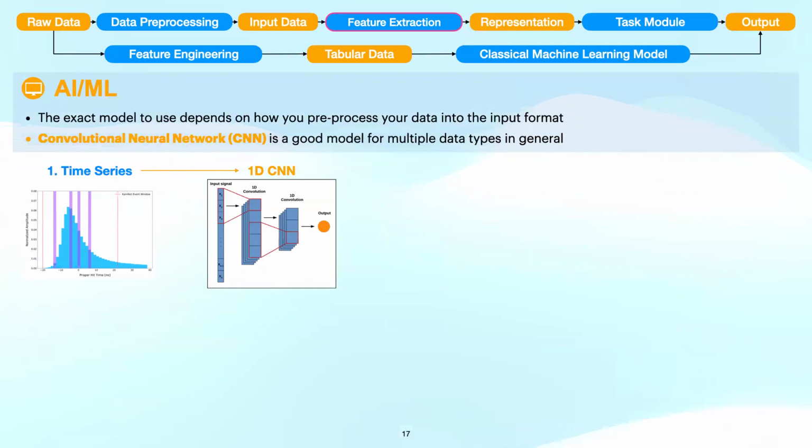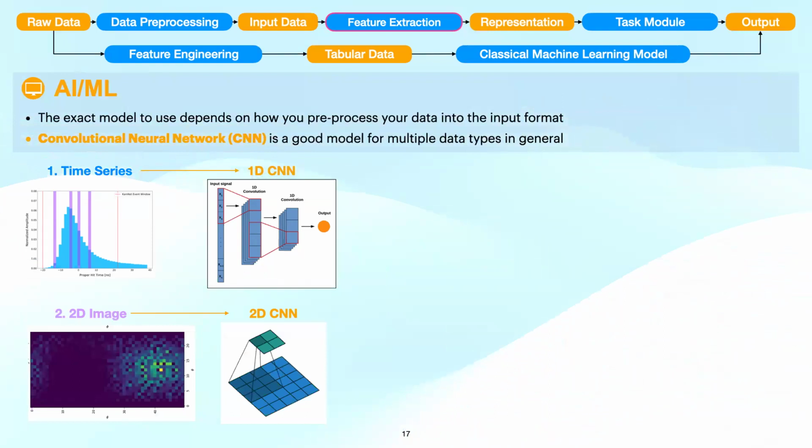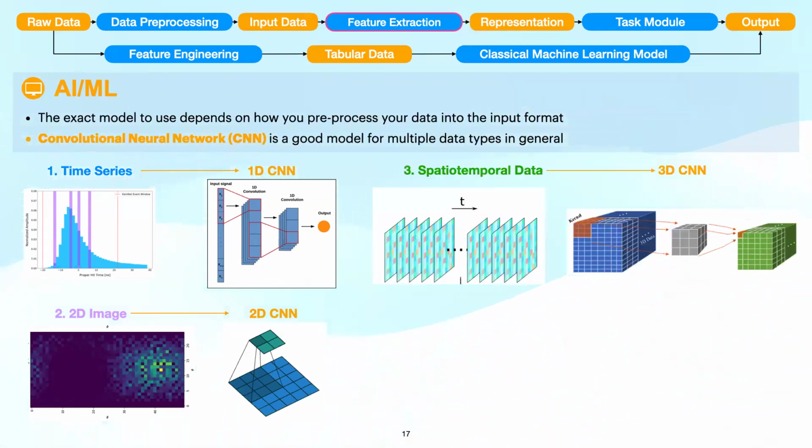So convolutional neural network is a very, very nice model because it is very easily generalizable to different kinds of tasks that we can achieve. For example, if we want to analyze time series data, we can use a 1D convolutional neural network. If we want to analyze a 2D image, we can use a 2D CNN. If we want to analyze spatial temporal data, like a 2D movie, we can treat time as a third dimension, right? So this basically becomes a cube, and we can use a 3D CNN. So it's very, very generalizable.